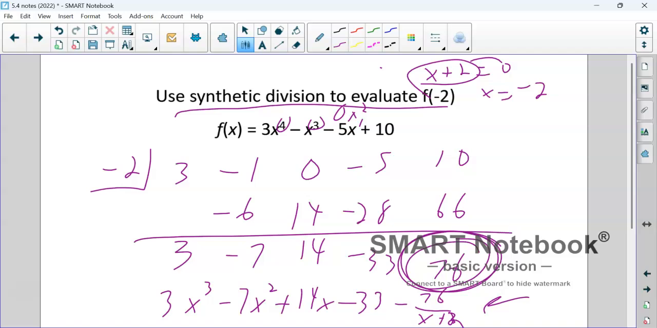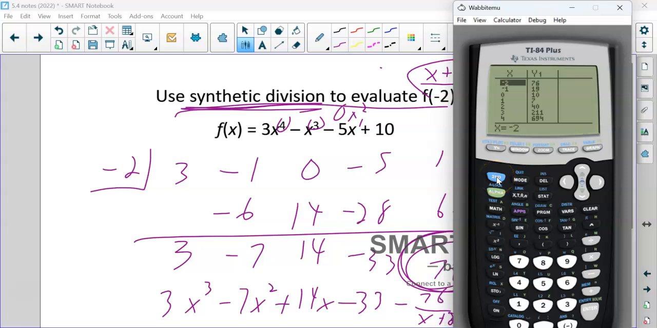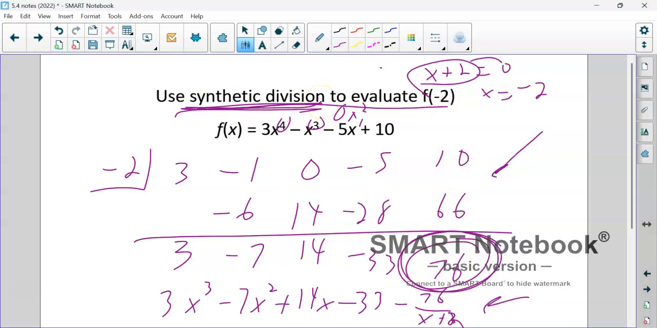Now, if it says direct substitution, you can use a calculator. If it says synthetic division, you must do all this work, but the calculator can help you make sure you did it right. So just to remind you, if it says direct substitution, you can just do the calculator and be done. If it says synthetic division, you have to do all this work, but the calculator will let you know if you did it right.